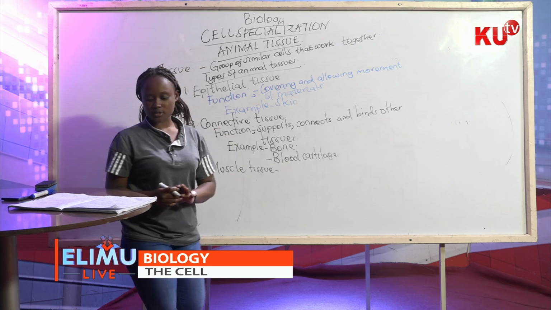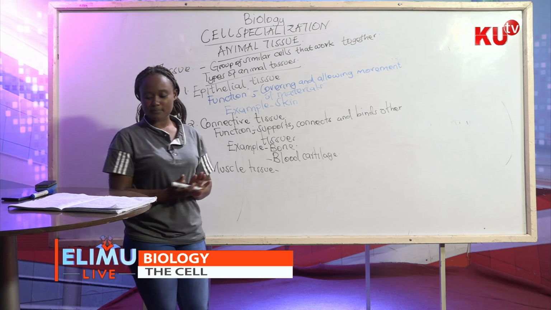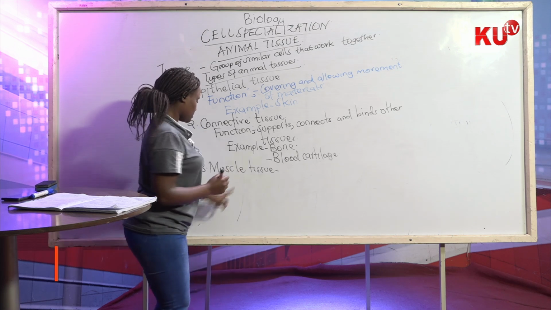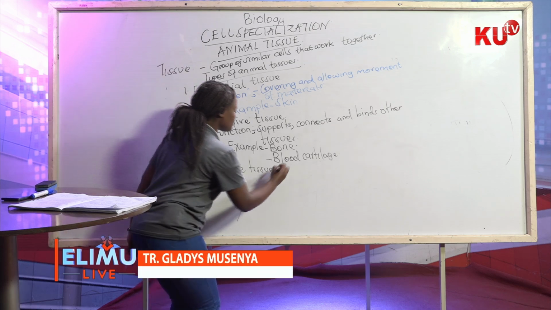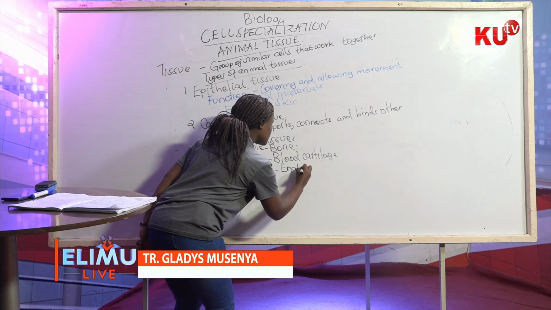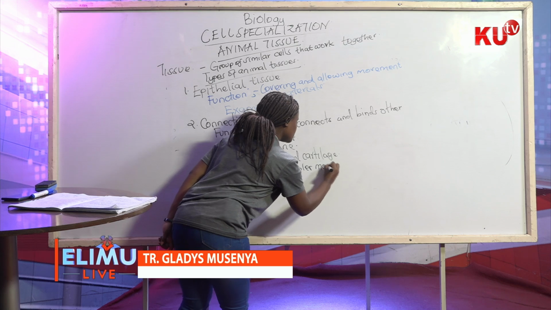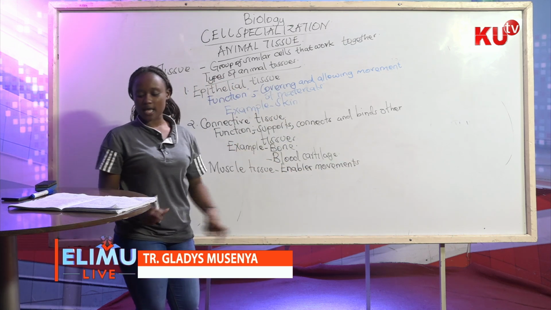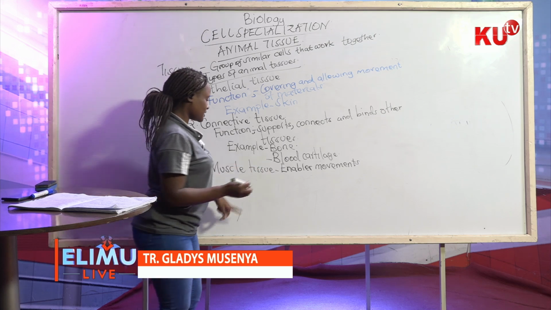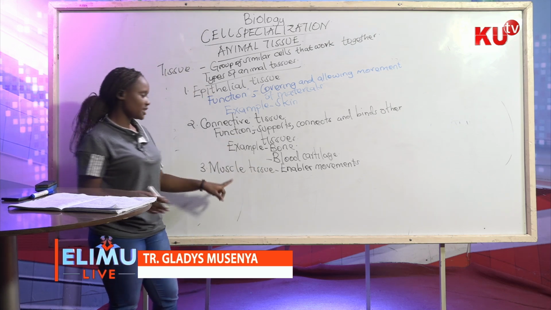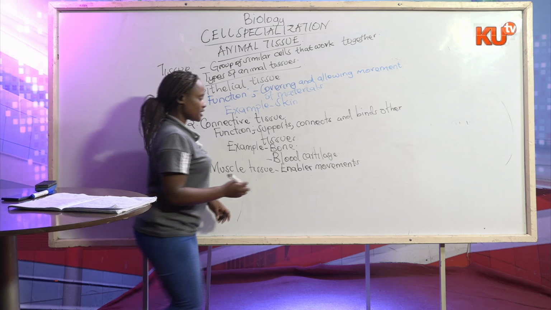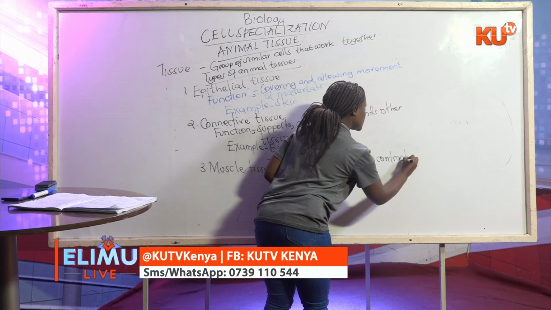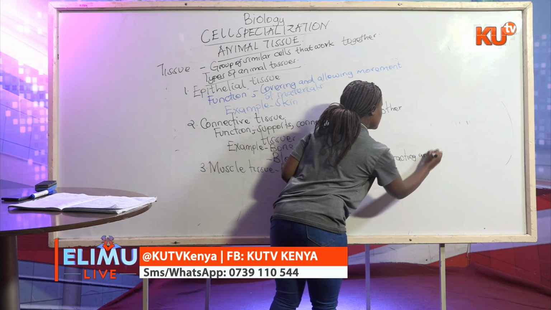So the muscle tissue, its function enables movement by contracting and relaxing skeletal muscle. So the muscle tissue enables movement by contracting and relaxing.